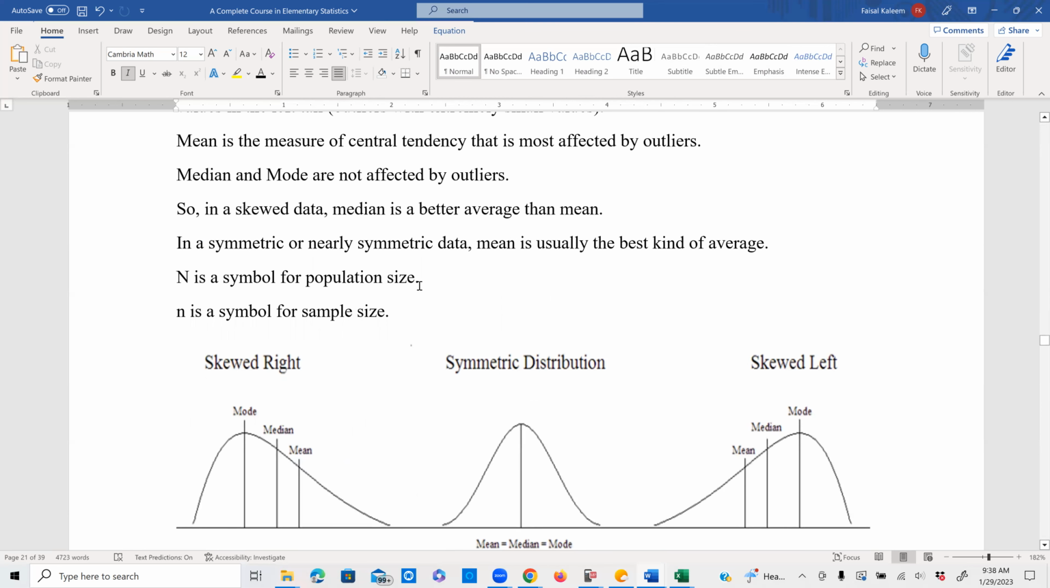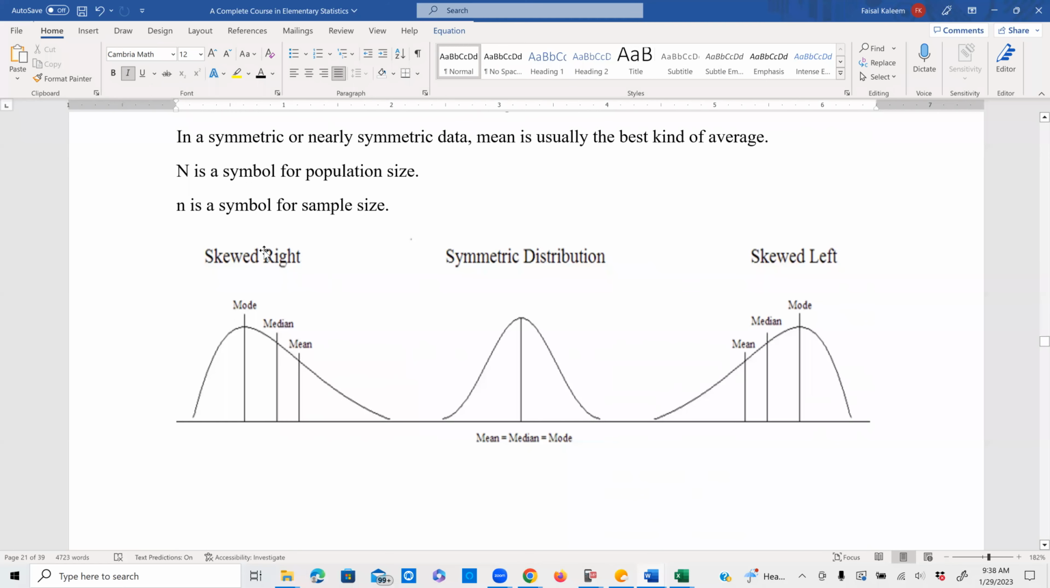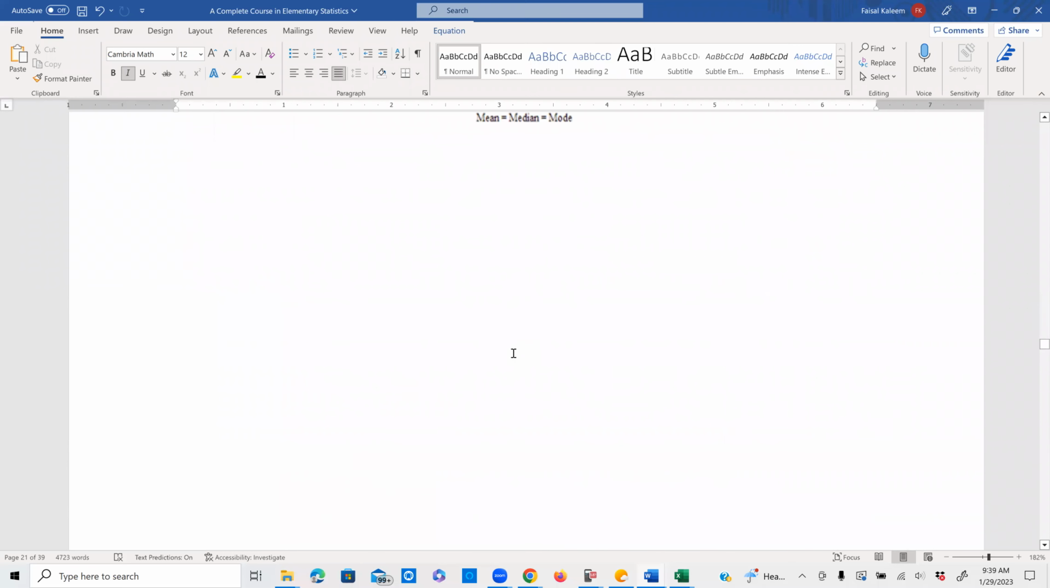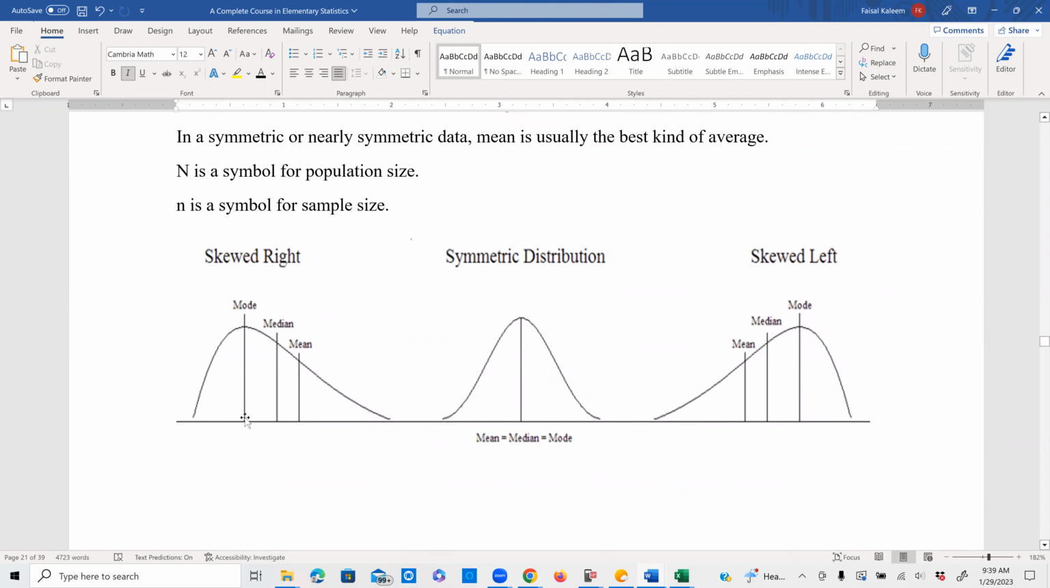Big N is a symbol for population size. Little n is a symbol for sample size. So once again, we have skewed right, symmetric, and skewed left. In a symmetric distribution, mean, median, and mode are equal. In the skewed left, the mean is on the left side of the median, and in the skewed right, the mean is on the right side of the median. And the mode is the value which corresponds to the peak. So this number is the mode in this case, and this number is the mode in this case.